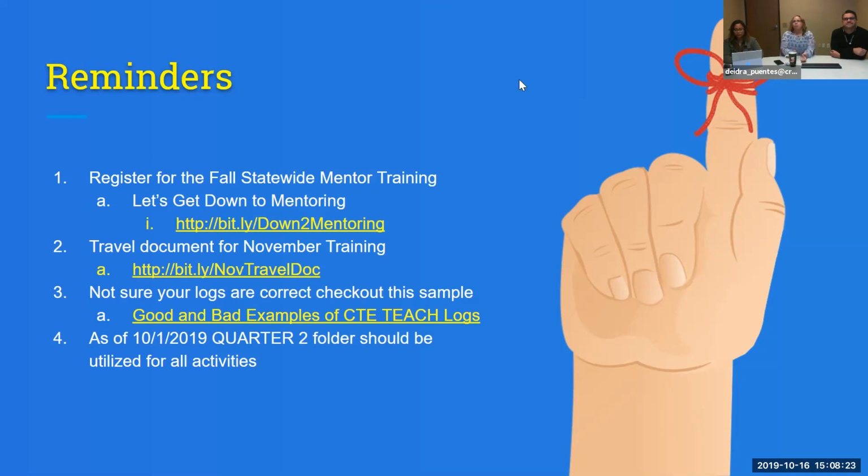Okay, so these are your reminders. Our fall statewide mentor training, let's get down to mentoring, will be held November 20th. I know that there was an issue with the first flyer that I sent out that said October 20th, but when you click on the link, it does state November 20th. That is in Rancho Las Palmas. If you haven't registered and you plan on registering, please do so as soon as possible.